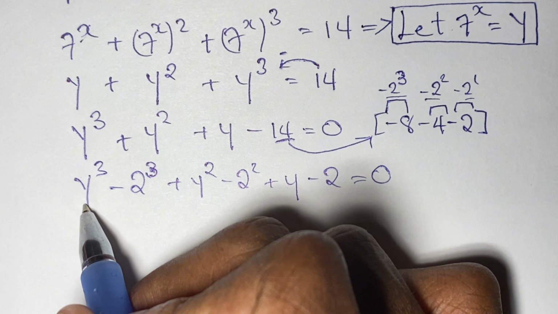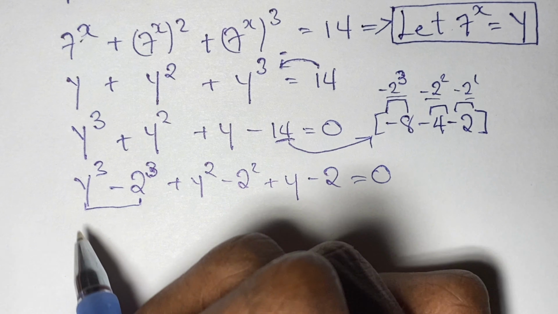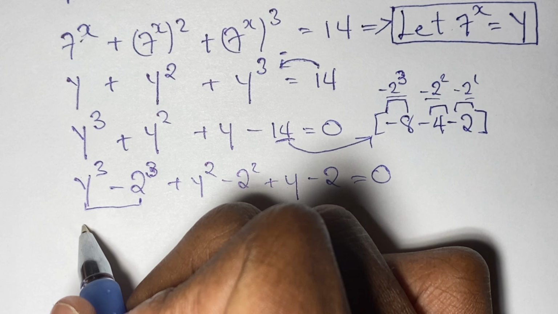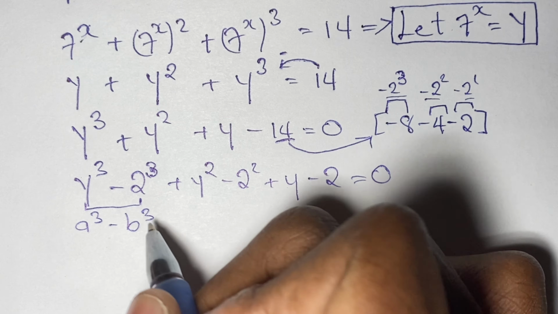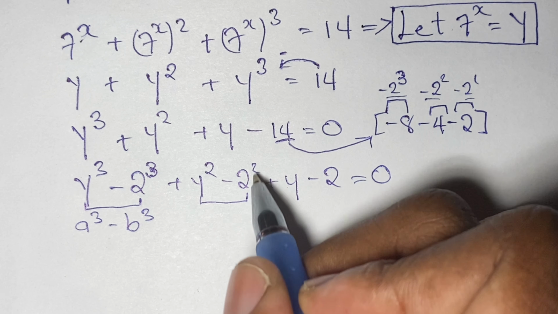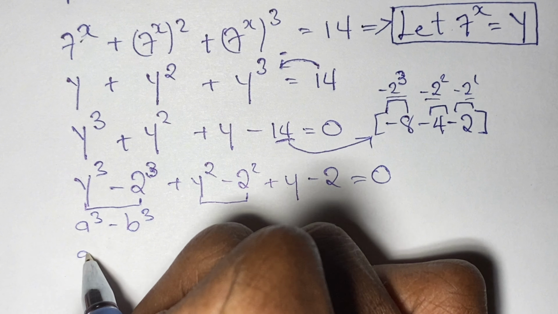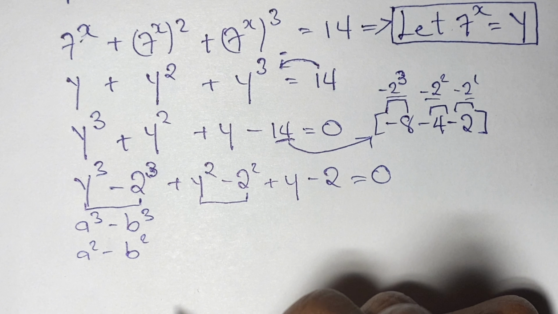Now from here, if you look closely, we have an expression where we have y cubed minus 2 cubed. And this is an example of what we call the difference of two cubes. We'll have a cubed minus b cubed, and we'll write the rule for that. And we have y squared here minus 2 squared. And this is an example of the difference of two squares. So we'd have the a squared minus b squared rule.